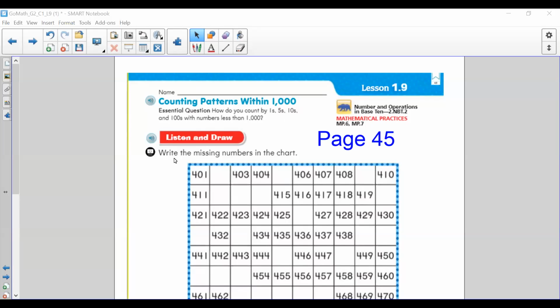So we're going to be doing, this is a 100 number chart. That means it has 100 numbers on it. But we're starting with 401. So these will be all the numbers in the 400s. So first we're going to go to Jesse Bear and see how he handles some of these kinds of problems, counting patterns within 100.